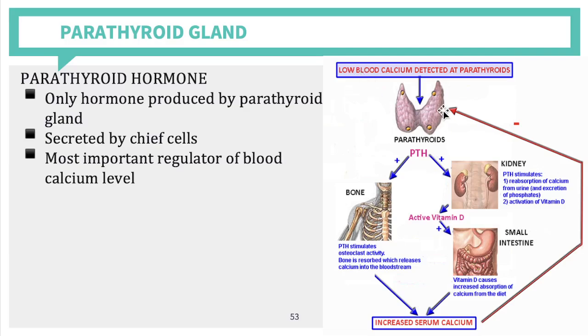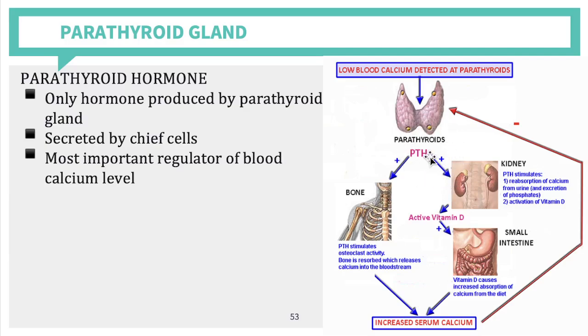What will now be our trigger for the release of your parathyroid hormone? Remember, your parathyroid hormone is a very important regulator of your blood calcium level. So if you have a low blood calcium level, it will be detected by the parathyroid gland. My calcium is low, and the parathyroid gland detects it. So what will it do? It will now release your parathyroid hormone.